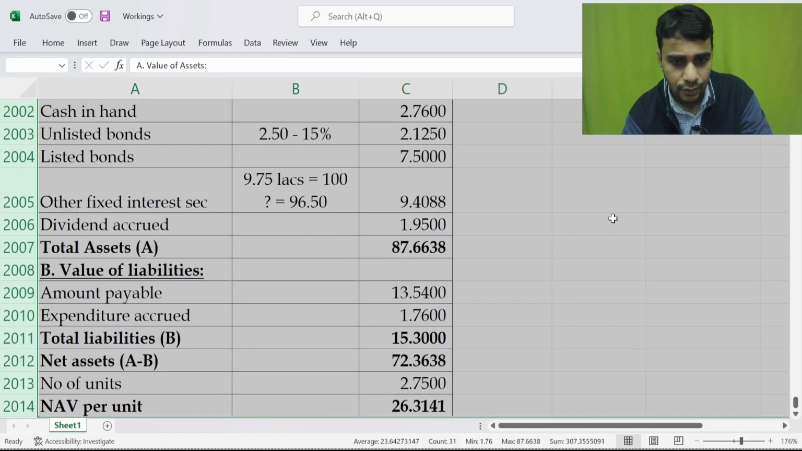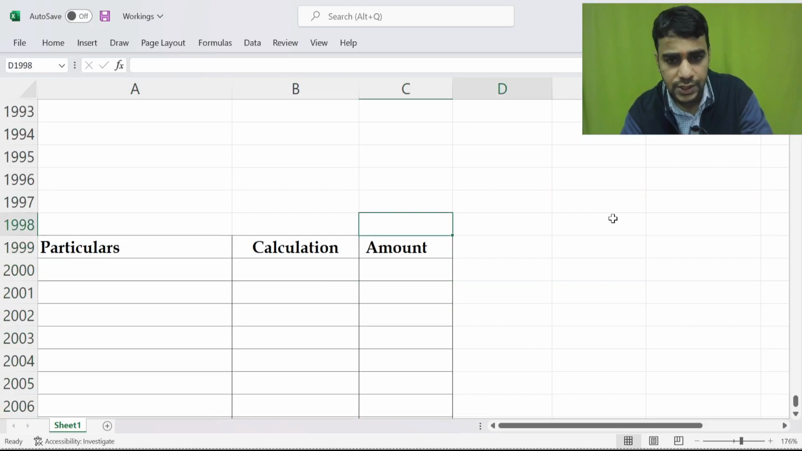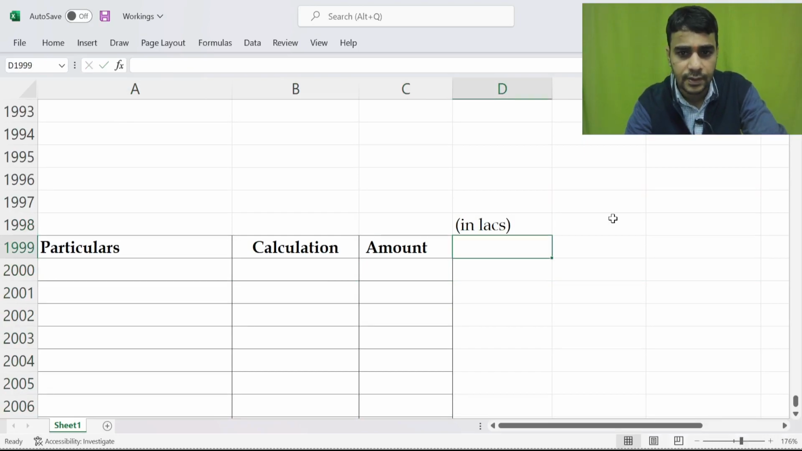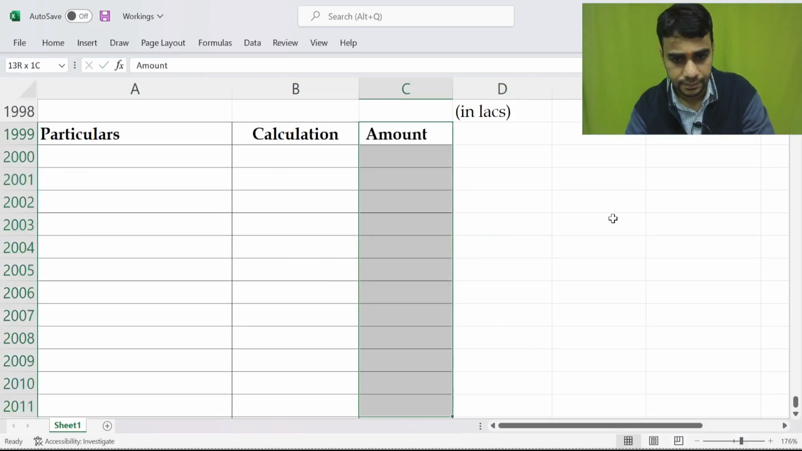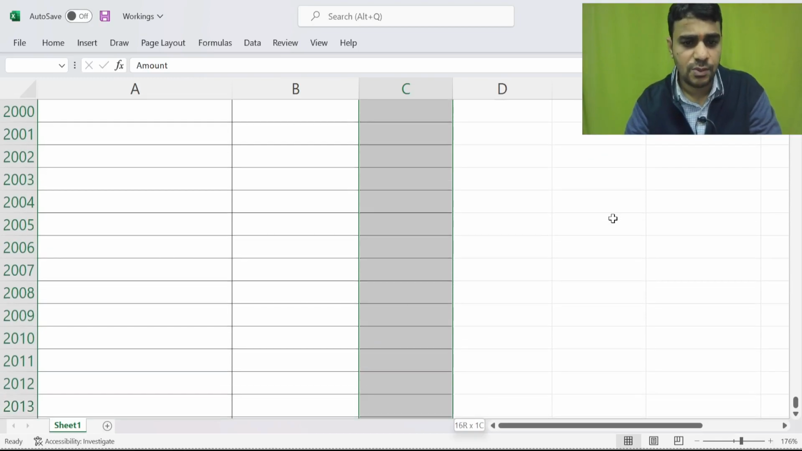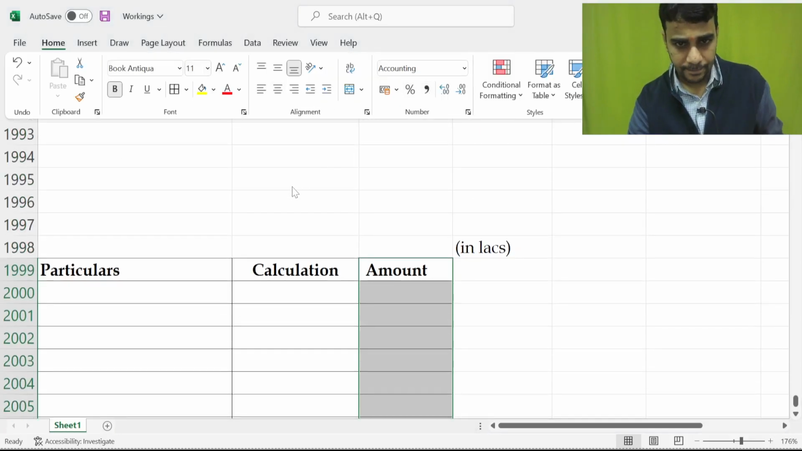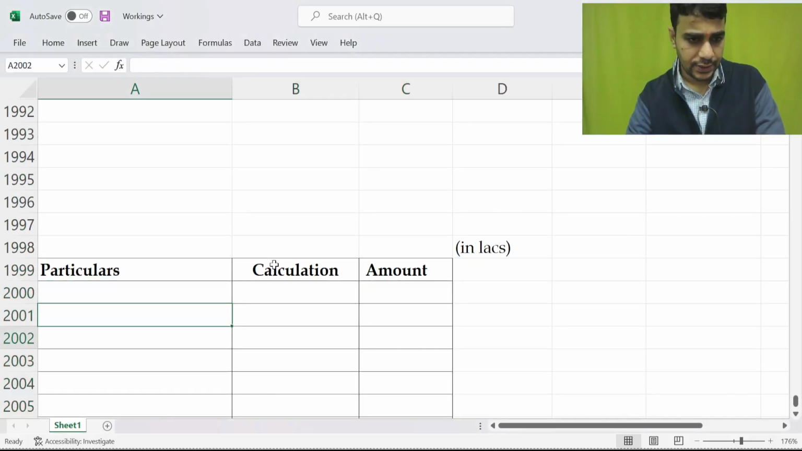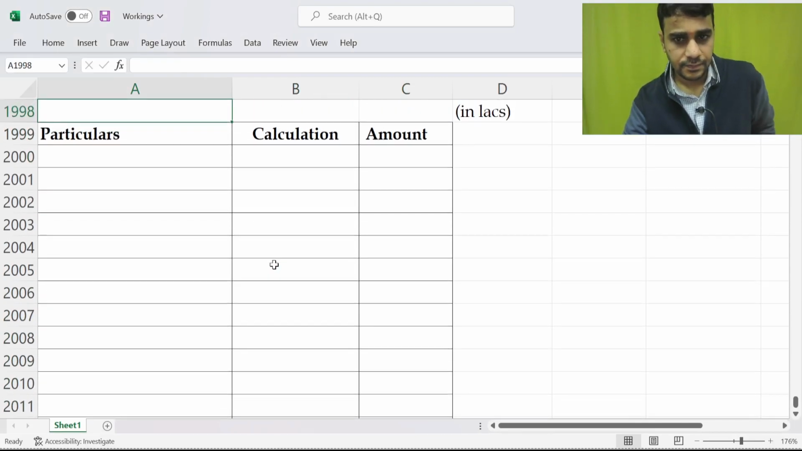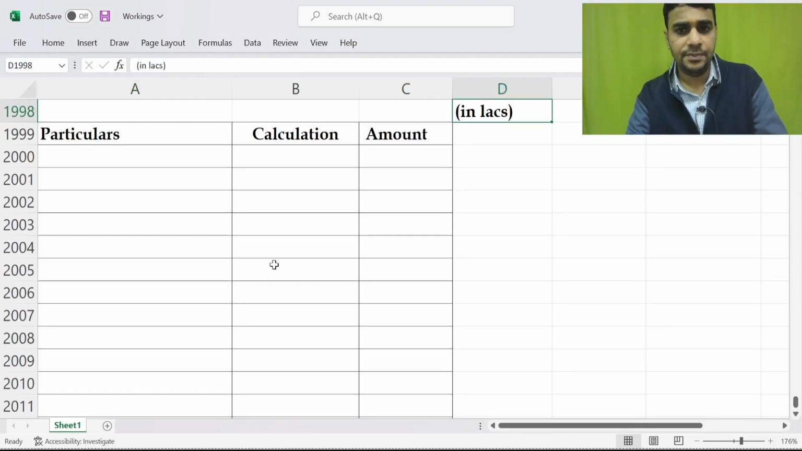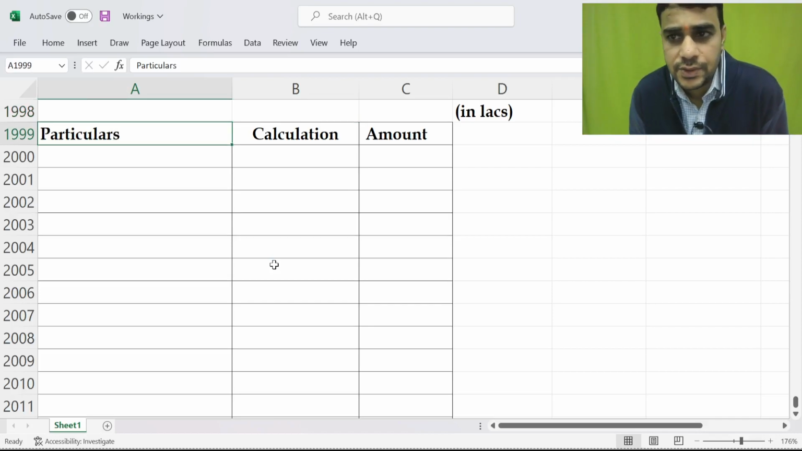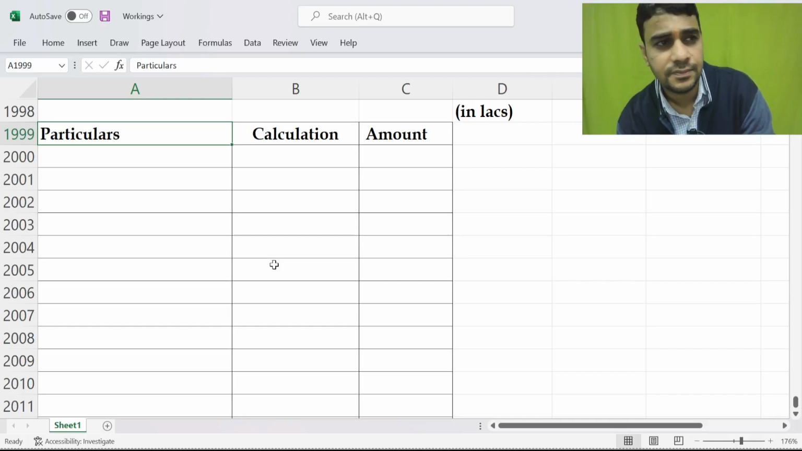Particulars, calculation, amount. Computation of closing cash, again in lakhs. This is the most important part. Once this is done, the balance is a formality. Computation of closing cash. Read that and tell me each transaction. What is the first transaction which is going to happen? Every line has a transaction.